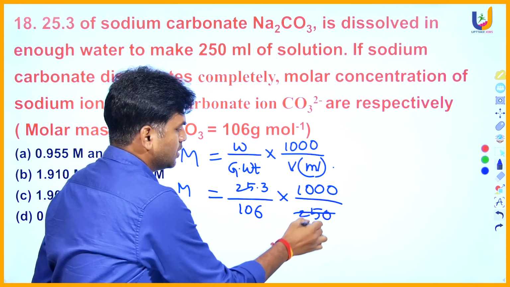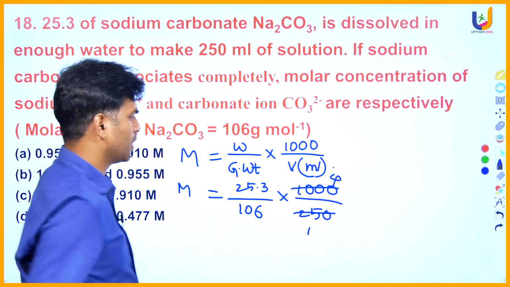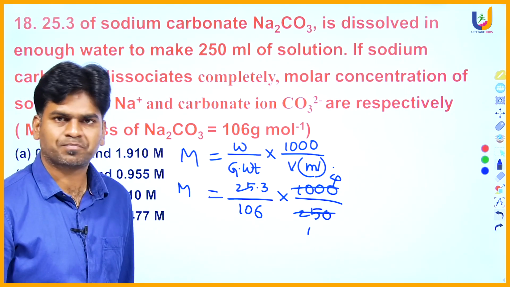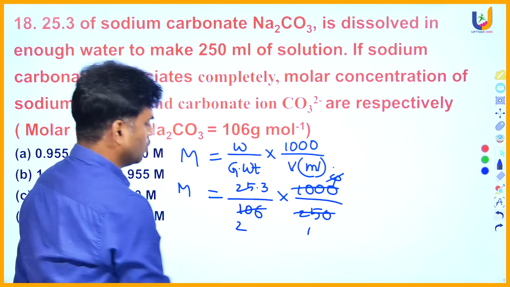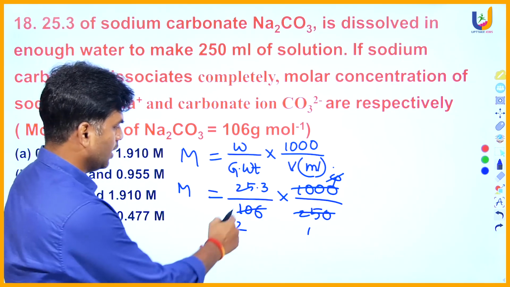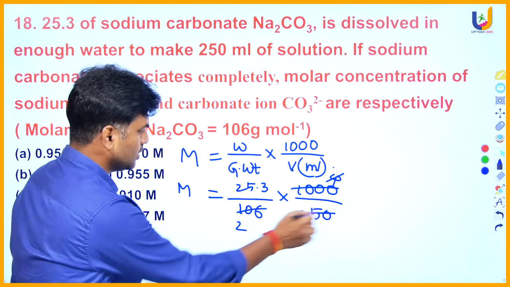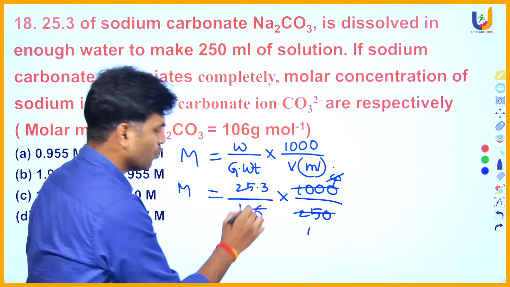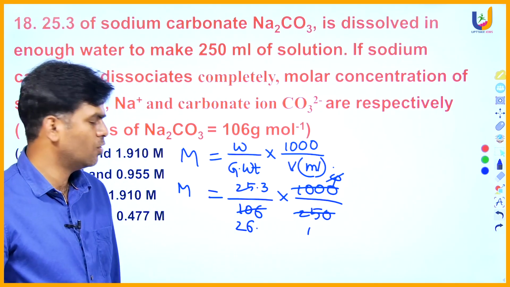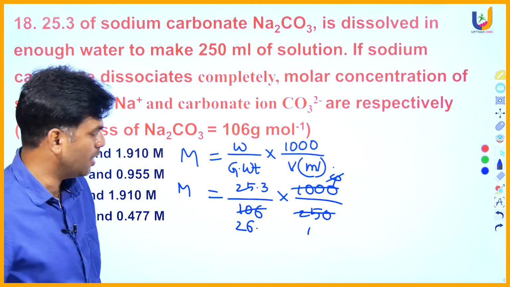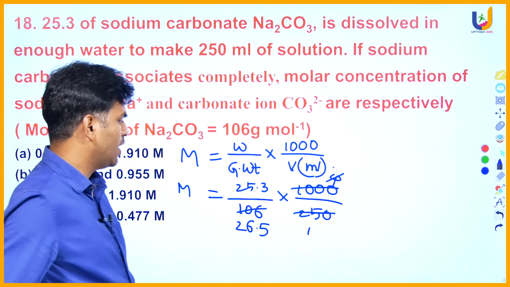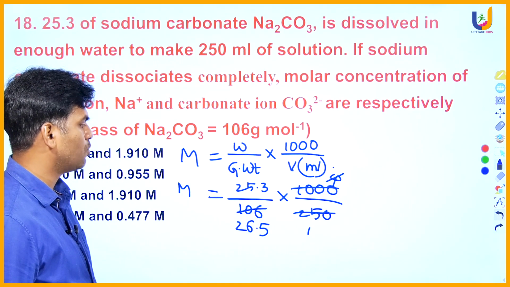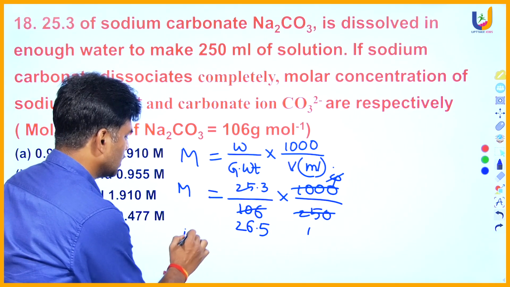So 250 ones are 4s are. Okay, now 250 ones are 4s are, 4 ones are 4 and 4 twos are 8, and 2 is left here. So 26, 4 sixes are 24, and 2 is left again. So 20, 4 fives are 20. So 25.3 by 26.5.